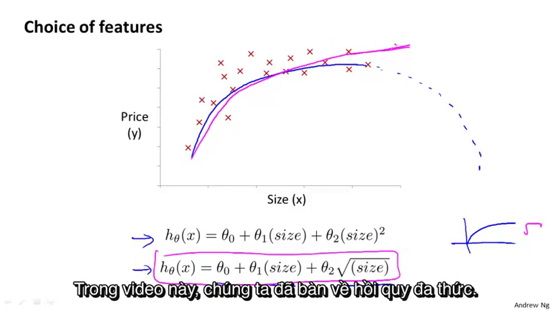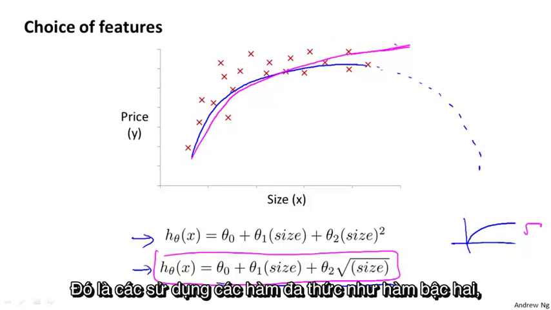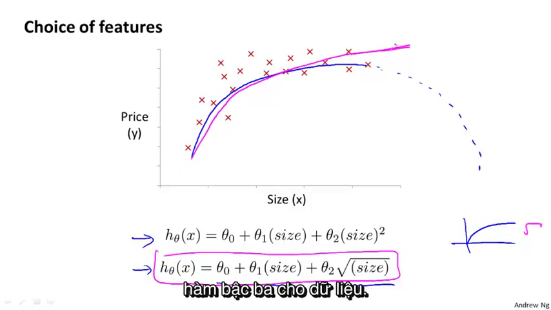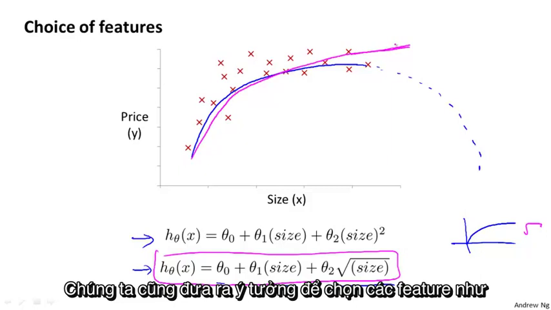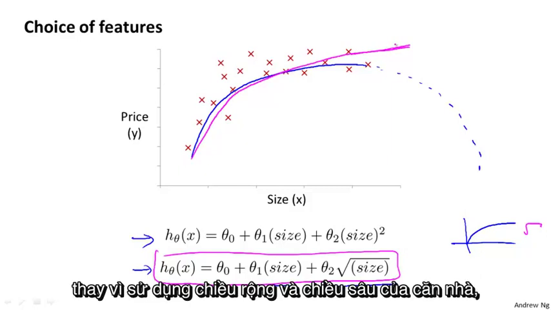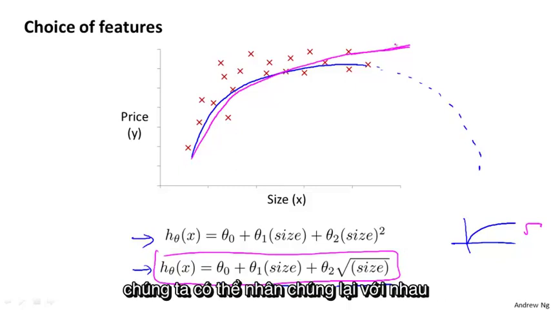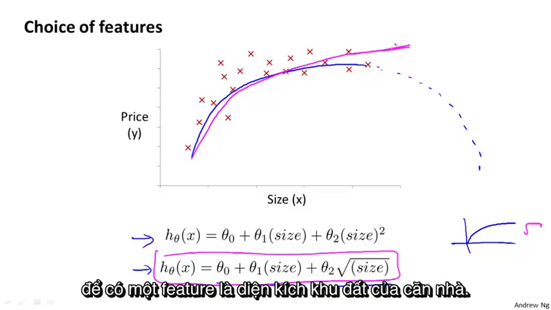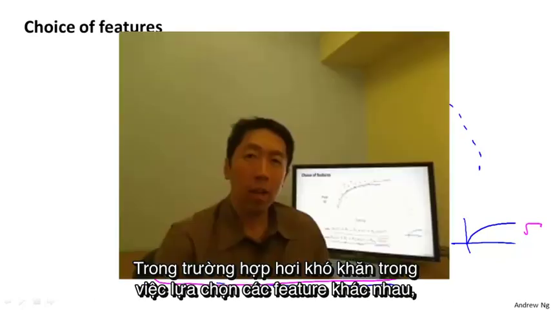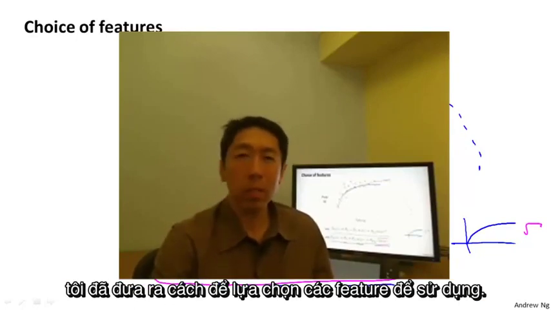In this video, we talked about polynomial regression, that is, how to fit a polynomial like a quadratic function or a cubic function to your data. And we talked about this idea that you have a choice in what features to use, such as that instead of using the frontage and the depth of a house, maybe you can multiply them together to get a feature that captures the land area of a house. In case this seems a little bit bewildering, that, wow, we have all these different feature choices, how do I decide what features to use?